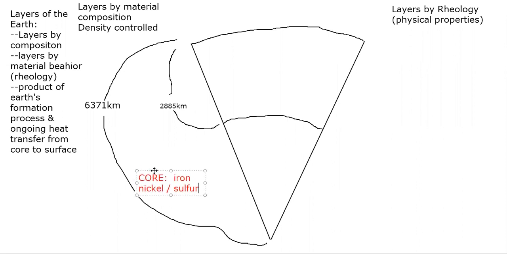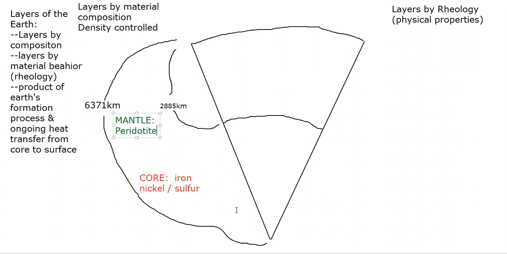The core is going to be made of iron, nickel, and sulfur, and is all the dense stuff that sinks to the center of the Earth. Above the core, you're going to have the mantle. And again, we find mantles on all planets. This is going to be made of peridotite and comprise most of the volume.